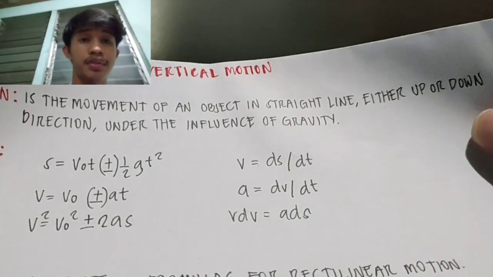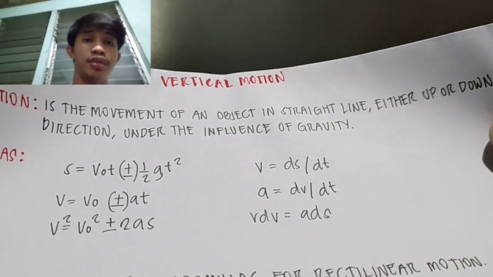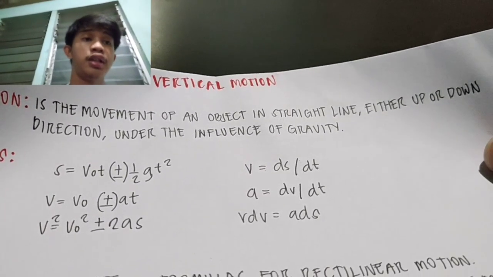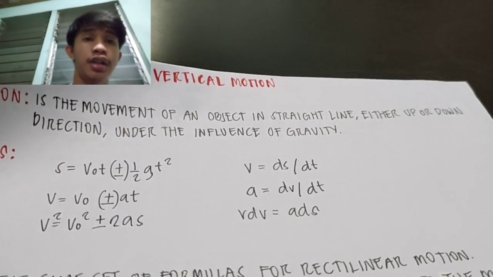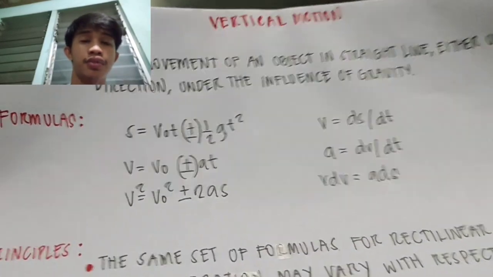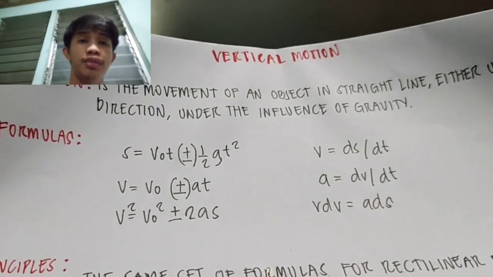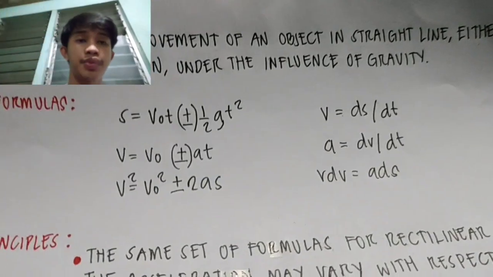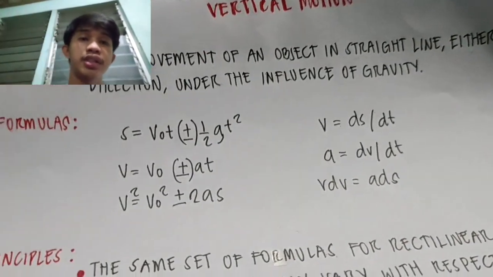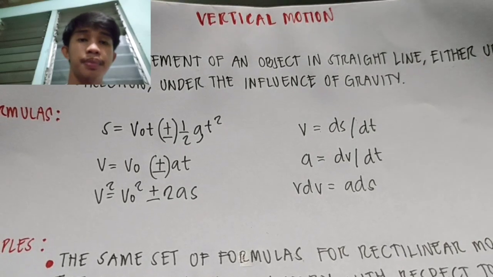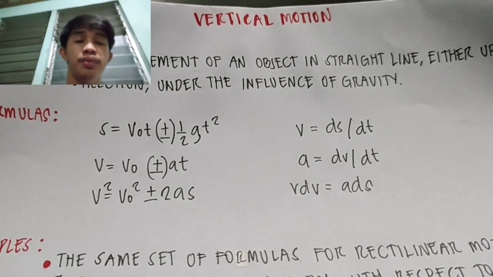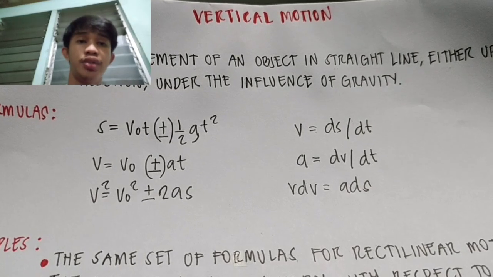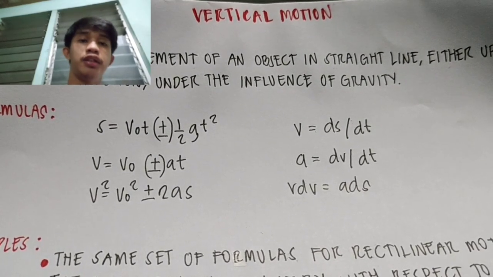Next topic, we have the vertical motion. So vertical motion by definition is the movement of an object in a straight line, either in an up and down direction under the influence of gravity. So formulas for vertical motion are similarly identical to the rectilinear motion. So only one variable differs. So let's dig up. S is equal to v0 times t plus or minus 1/2 gt squared. So the signs I will discuss later.